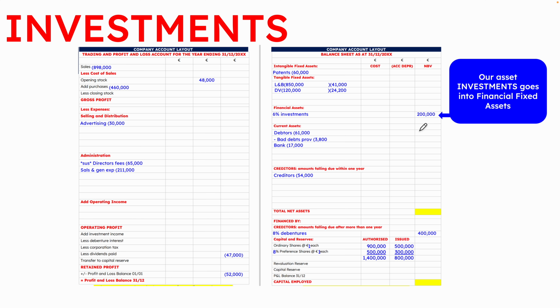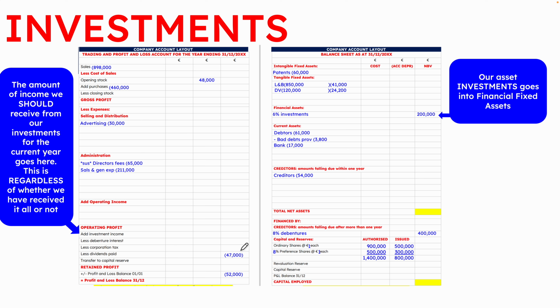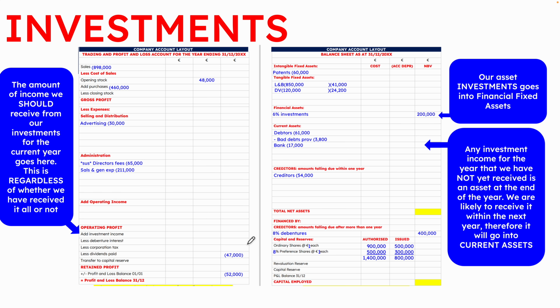So just a recap here, the investments, the financial assets themselves will go up into financial assets in the balance sheet. The investment income for the year would go into the trading profit and loss. And this is regardless of, it doesn't matter if you have received it all. If it relates to the current year, you enter it into the trading profit and loss. If there is any investment income due that you are yet to receive at the end of the year, it's going to go into the current assets. And every single question 1 final account has this. So just know that, be ready for that. You are going to see that there.